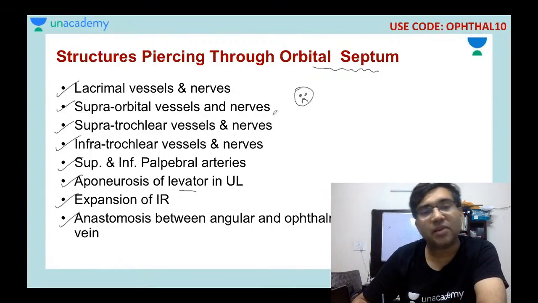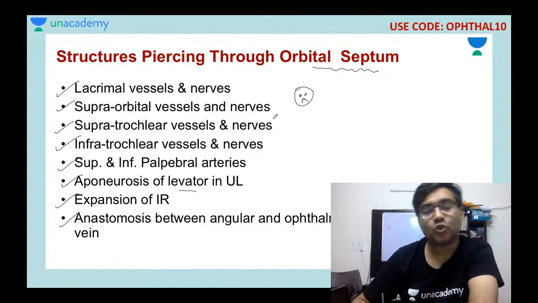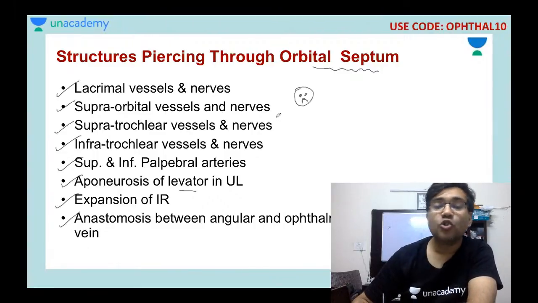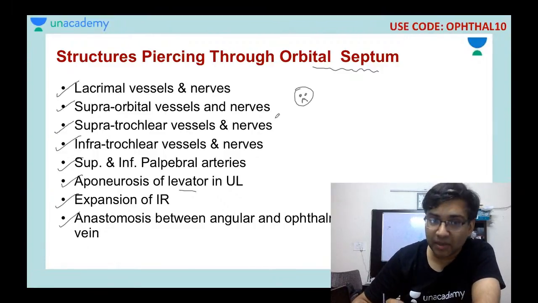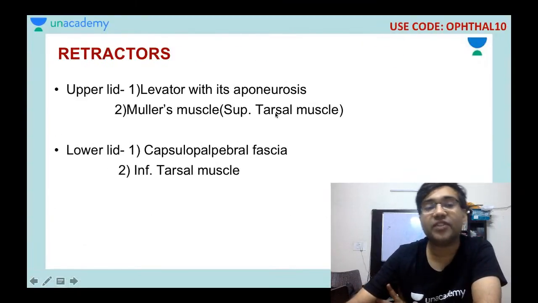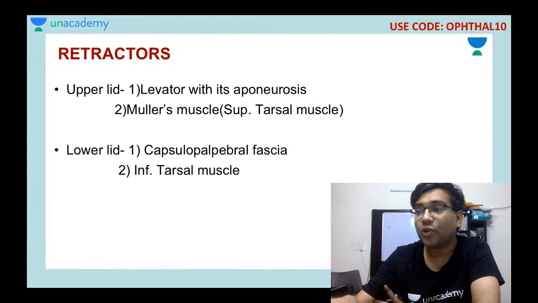So just remember what structures are passing through the orbital septum: lacrimal vessels, supraorbital vessels, supratrochlear vessels, infratrochlear vessels, superior and inferior palpebral arteries, the aponeurosis of the levator, the expansion of the inferior rectus, and the anastomosis between the angular and the ophthalmic vein.